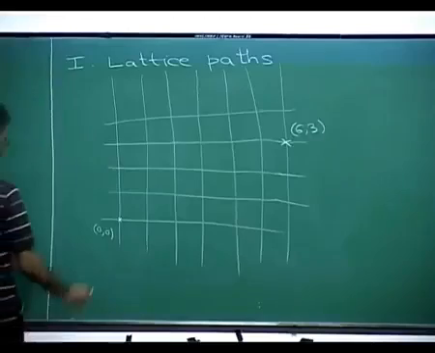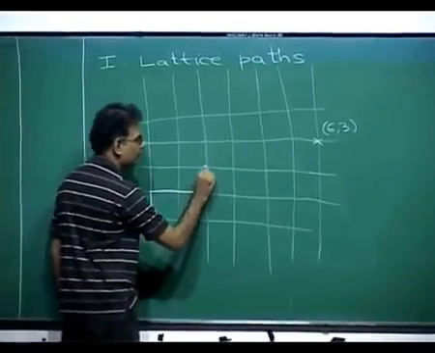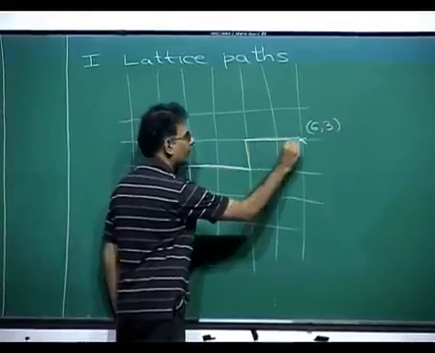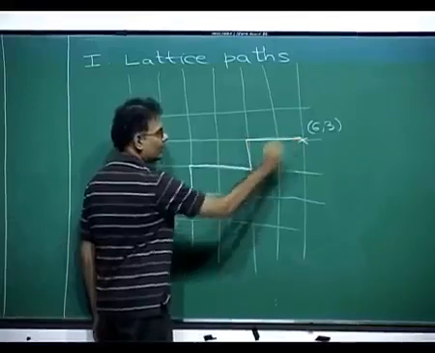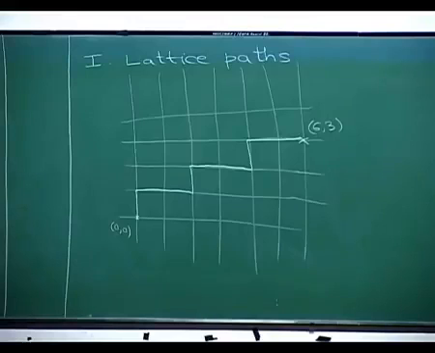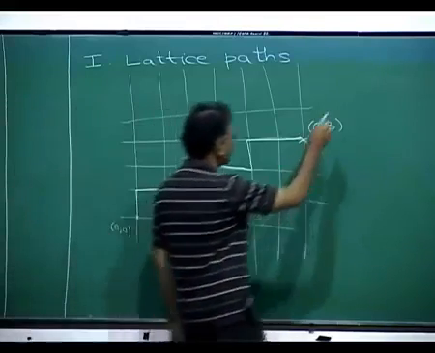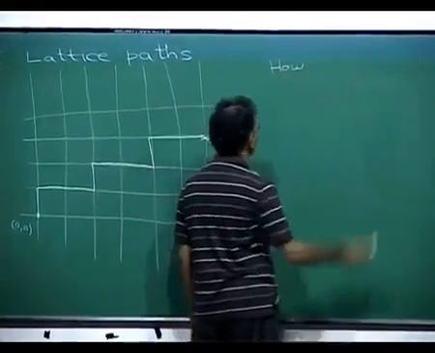As you can see, there are many paths. For example, one such path is this one. You go up, twice right, once up, twice right, once up, twice right, and you reach the point 6, 3. There are many paths, and we would like to know how many such paths. This is a very basic problem. I am sure you have also seen this in your textbooks as an application of binomial coefficients.